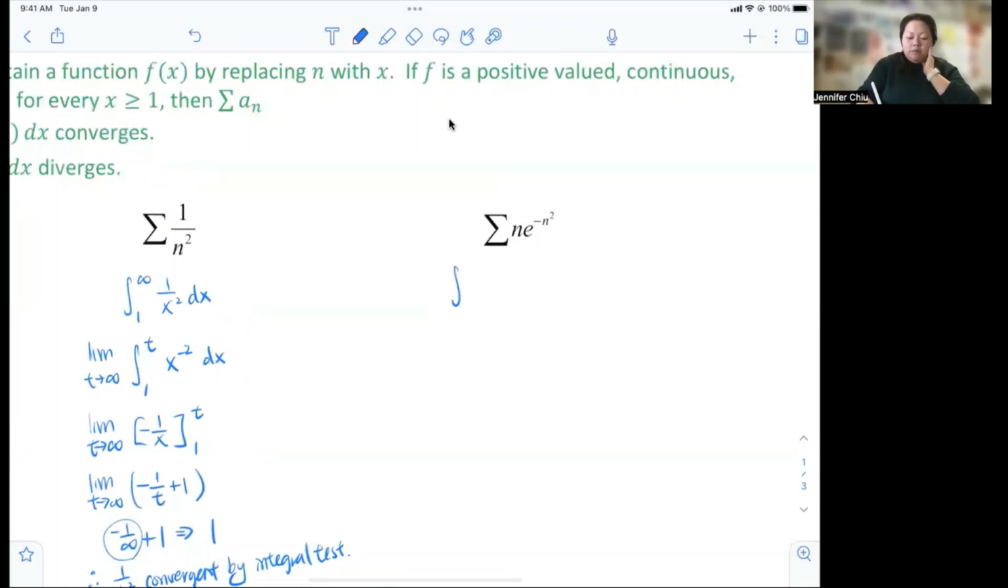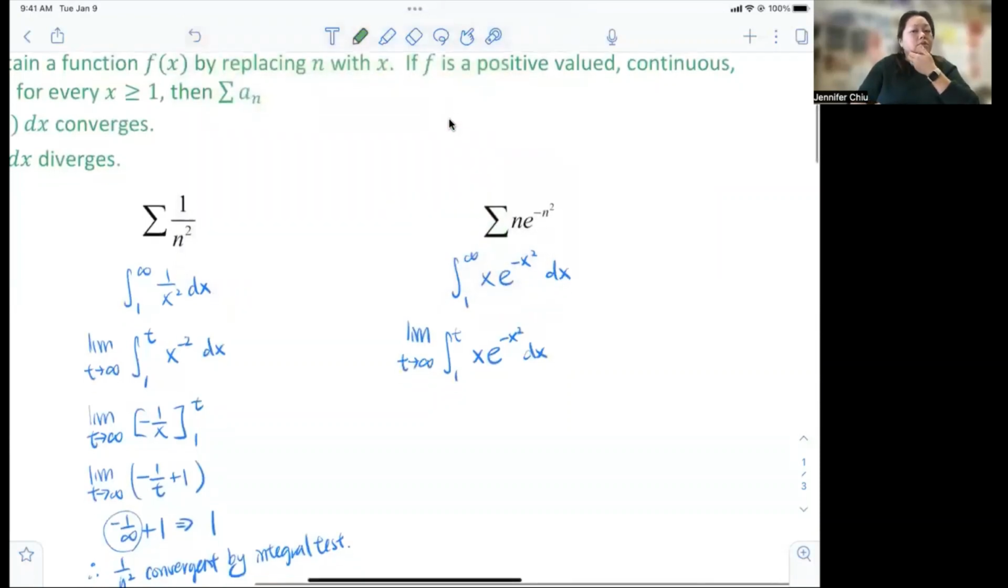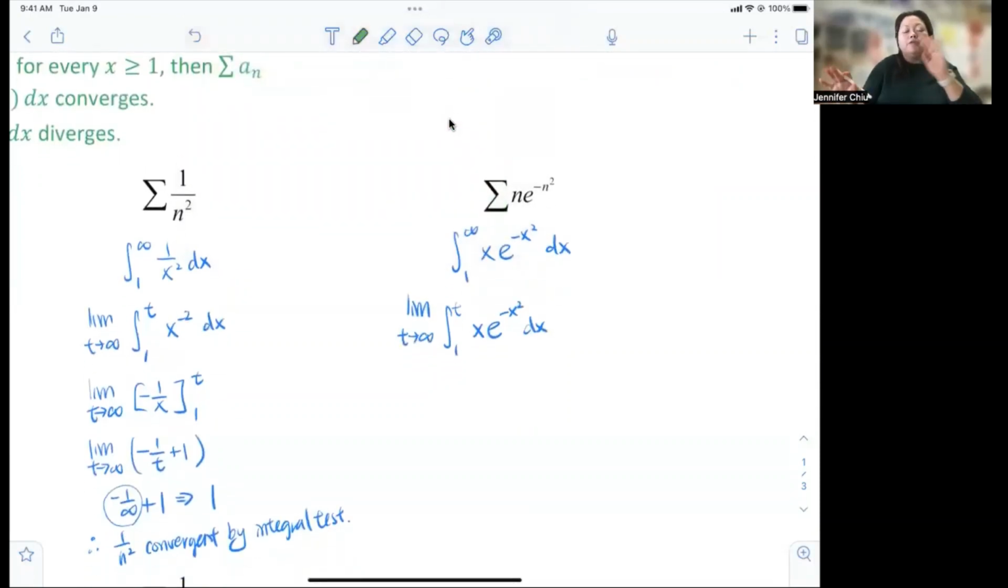So it's going to go from 1 to infinity of x e to negative x squared dx. This one is a u sub problem. So we'll go ahead and set this up as the limit as t approaches infinity of the integral from 1 to t of x e to negative x squared dx. For me personally, I set the u sub up off to the side of my work. I actually work out the entire u sub and then put it back into my integral so that I don't have to deal with the u sub and all this notation, right?